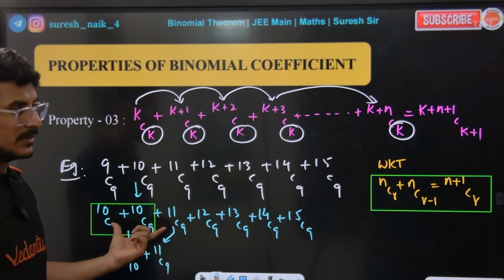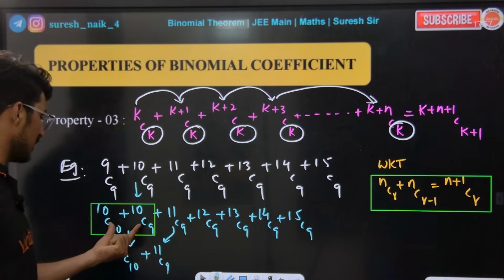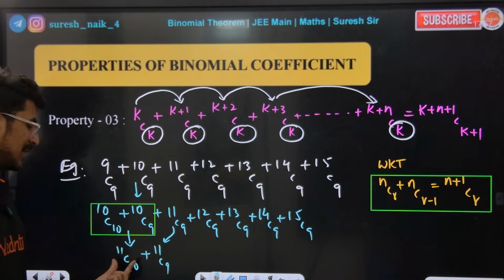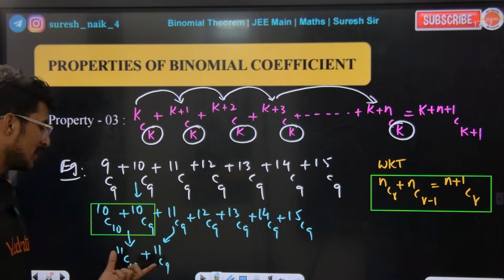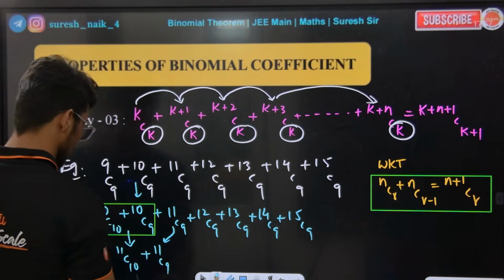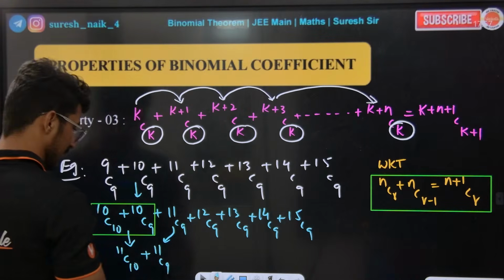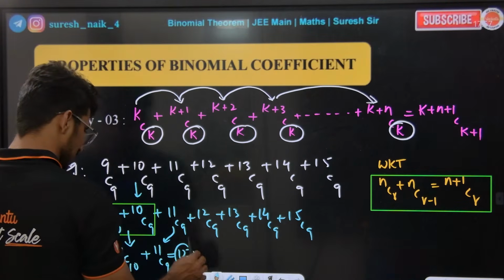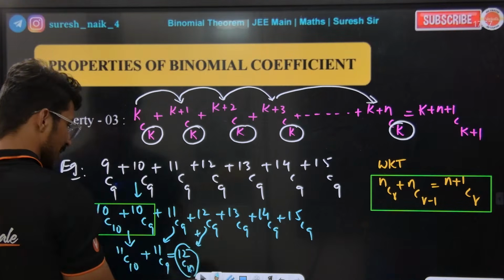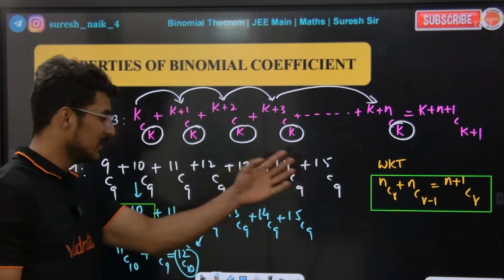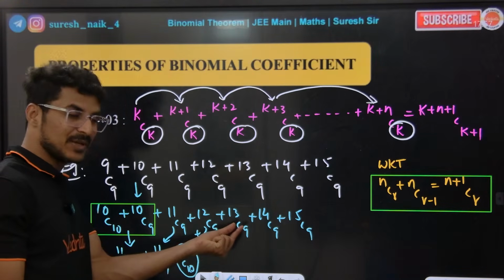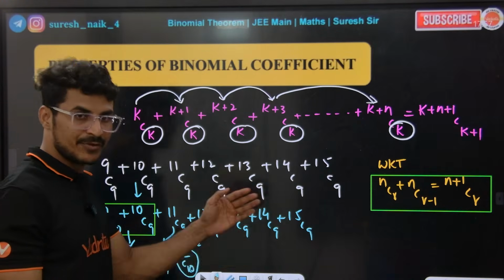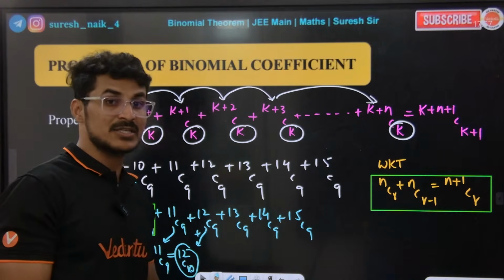If I combine these two terms, 11C10 comes, and this 11C9 I am writing as it is. 11C10 plus 11C9 becomes 12C10. Now I'll write it here: both are 12C10. Adding these, 12C10 plus 12C9 gives 13C10. 13C10 plus 13C9 gives 14C10. 14C10 plus 14C9 gives 15C10. 15C10 plus 15C9 gives 16C10.